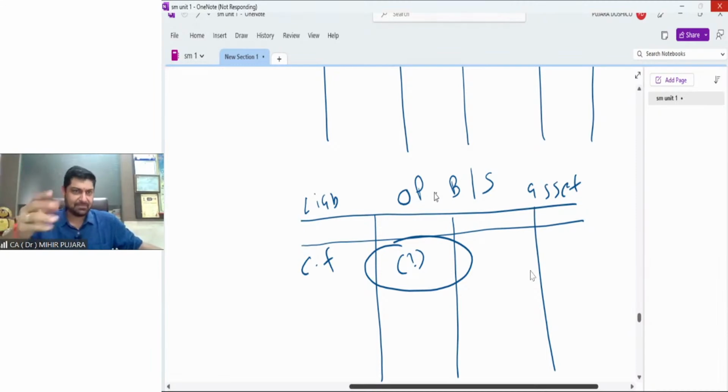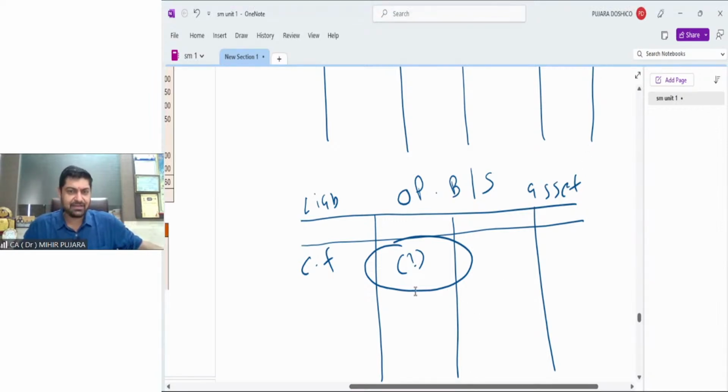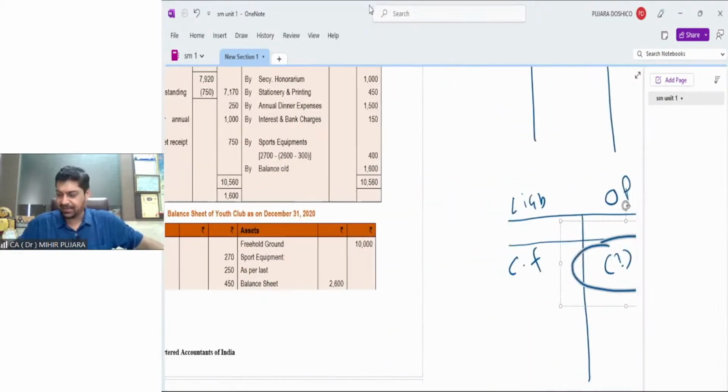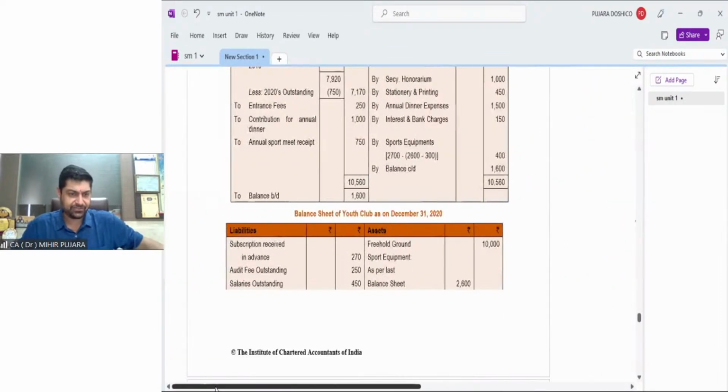Break I will give after preparing this opening balance sheet, guys. Okay, it will not take more than 3 to 5 minutes. So first, we will start with the adjustment of subscription. Now, guys, for subscription, you are given the adjustment of opening and closing. So tell me how much subscription outstanding and how much subscription advance here.